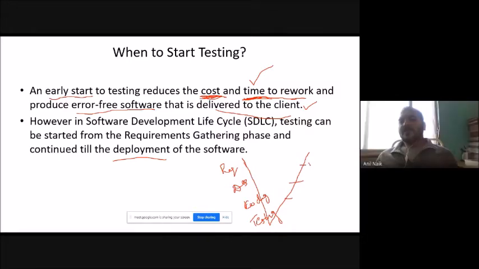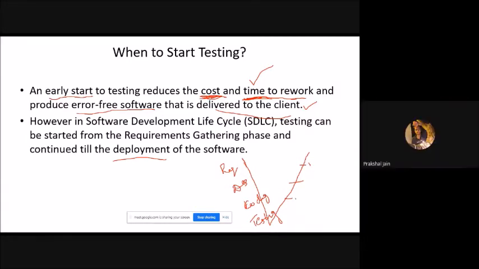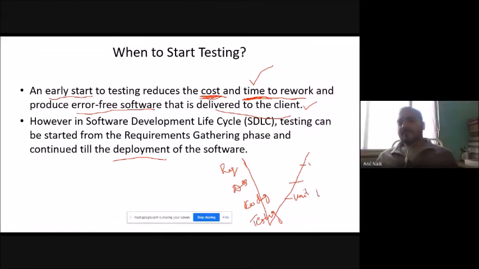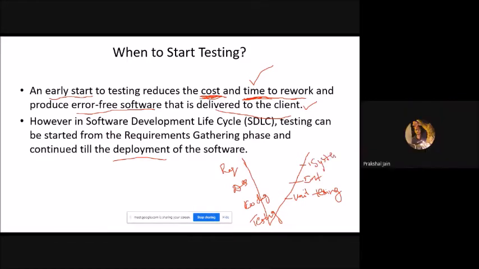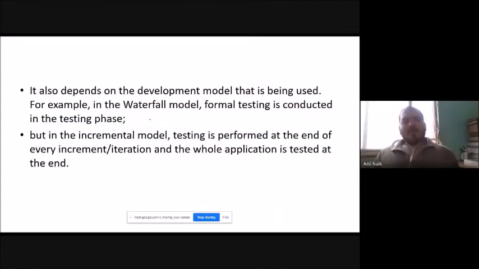So with respect to that, at the end of each phase, you do the testing. For coding, this is unit testing, integration testing, system testing.